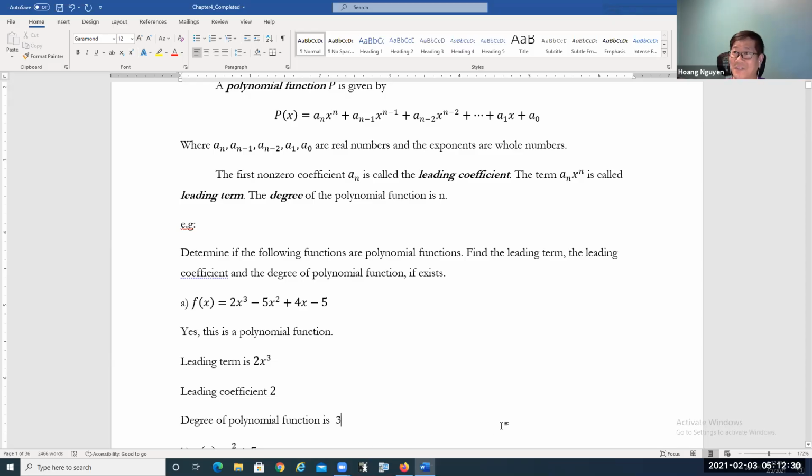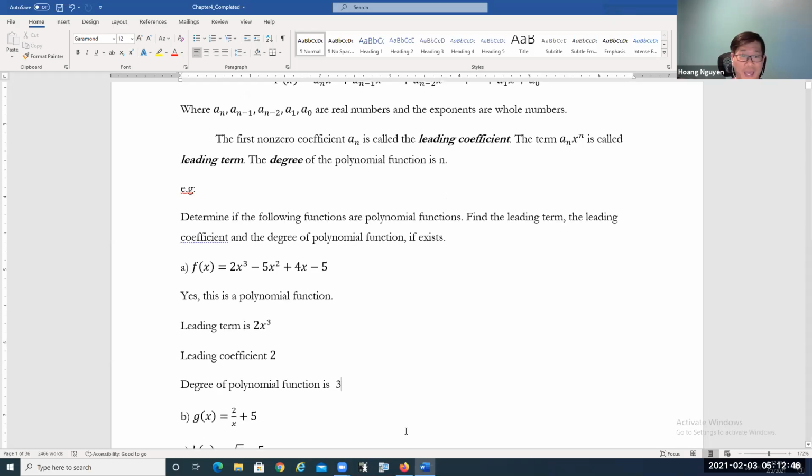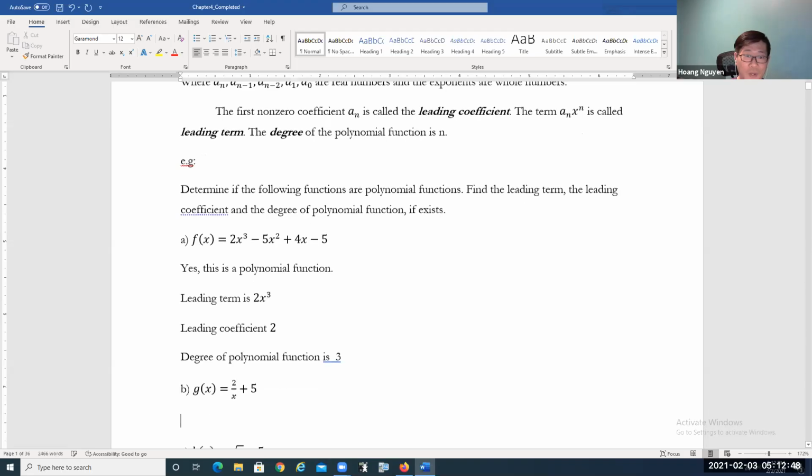So that's the first question. You determine if we are given a polynomial function. After we know that we have a polynomial function, we determine the leading term, leading coefficient, and degree of the polynomial. So that's example A. Now example B.